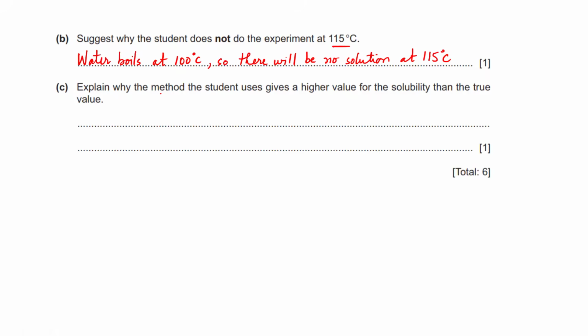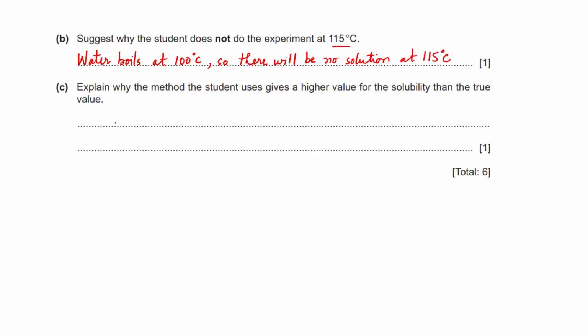Then part C, it says, explain why the method the student uses gives a higher value of solubility than the true value. Okay, so higher value of solubility. The reason is that there is some inaccuracy when it comes to measurement of mass, and there is a possibility that some of the potassium nitrate remains undissolved. That is the reason why we get a higher value than the actual value of the solubility of potassium nitrate.